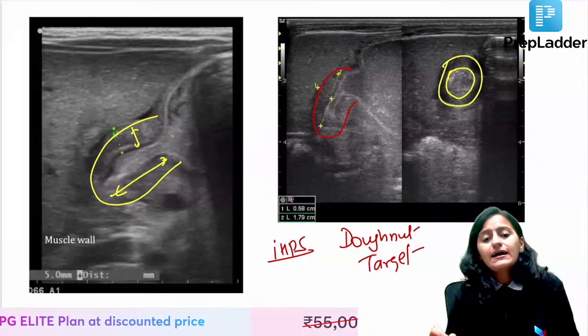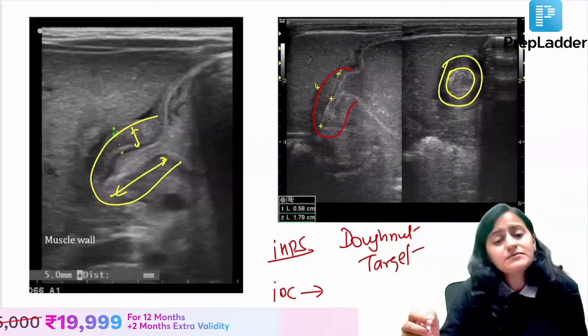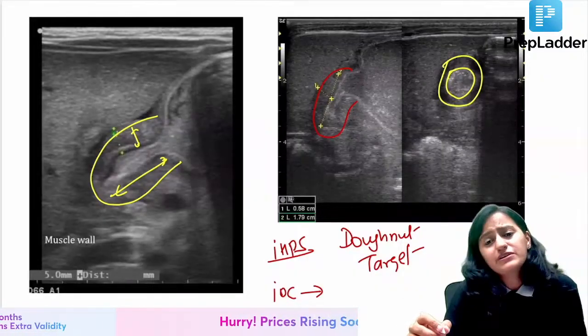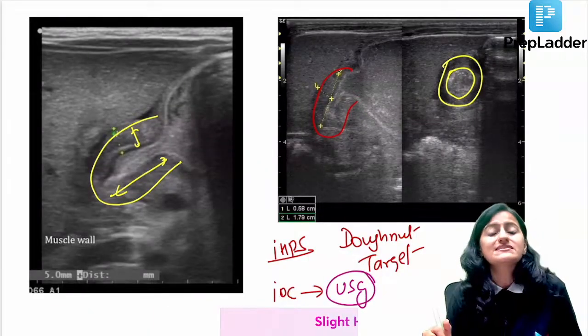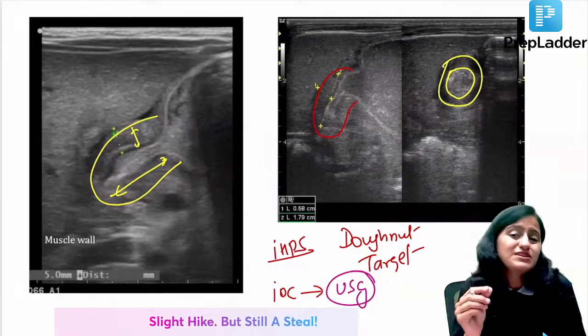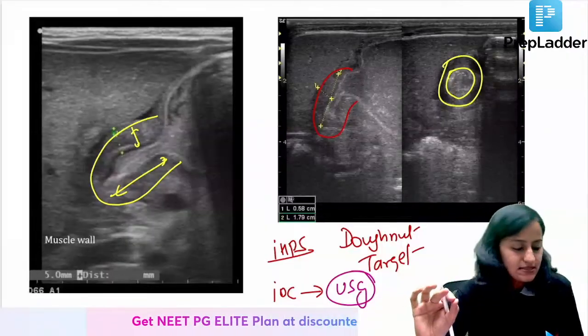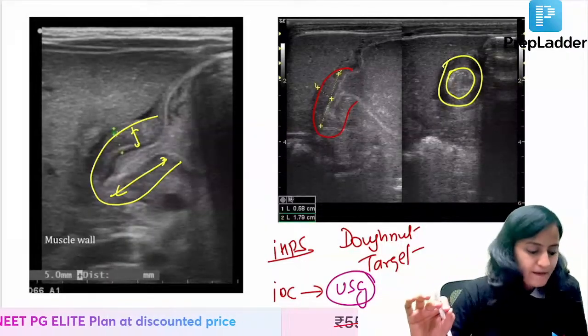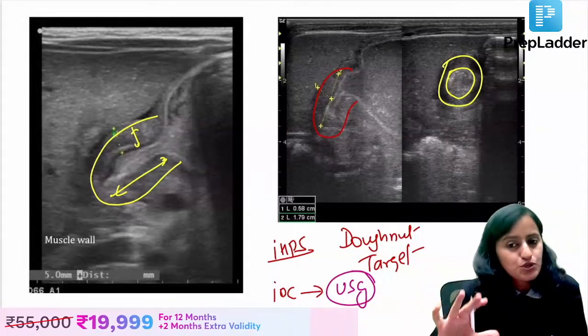Okay. And what is the investigation of choice for this condition? Very important question. One of the last year NEET PG exam questions. The investigation of choice is ultrasound. It helps you measure the muscle thickness. More than 4 mm it is thickened. It is hypertrophic. Okay, so USG is the investigation of choice. You will see the target or the donut sign.